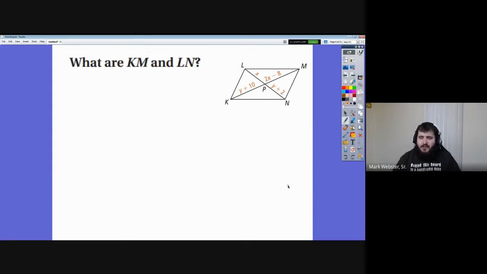Here you can't. Here we know that the diagonals bisect each other. So that means that y plus 10 equals 2x minus 8, right? The length of KP and the length of PM are the same. We also know that x and y plus 2 are the same, the length of LP and the length of PM.